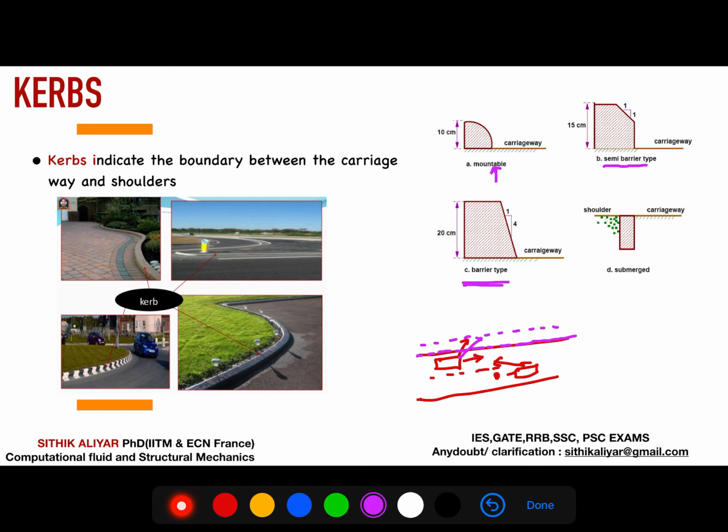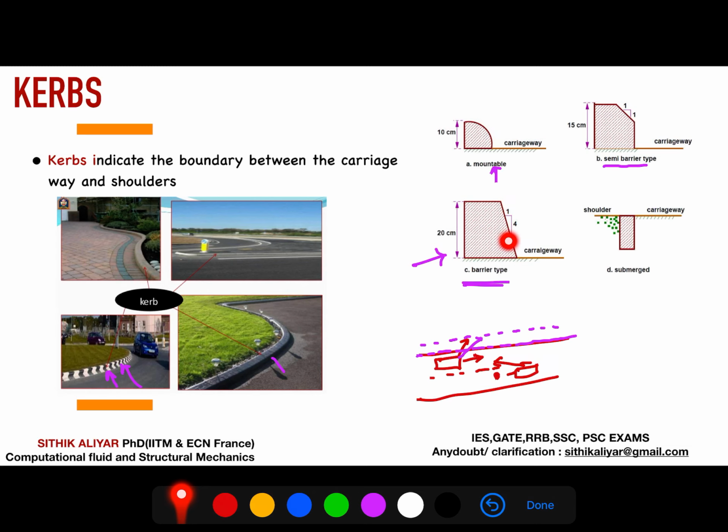And barrier type, you cannot go above. Barrier type, we won't provide in the national highways or something. It will be provided something like for this gardening purpose. You cannot go inside, right? You can see this figure where I am drawing here. Yeah, so that is barrier type. Height is 20 centimeter they will provide, and slope is 1:4.